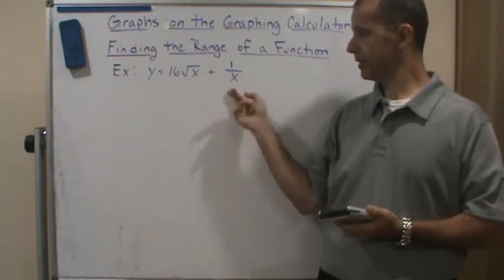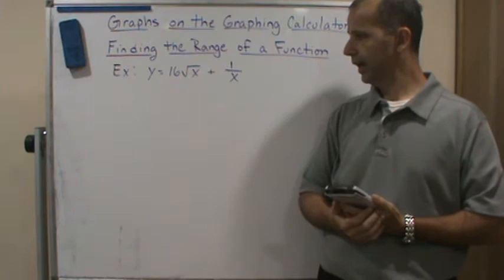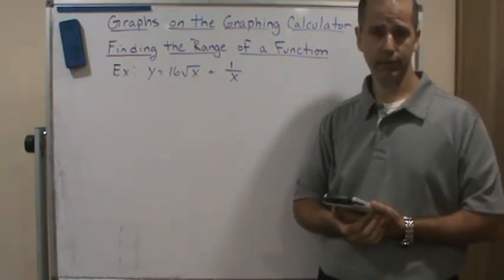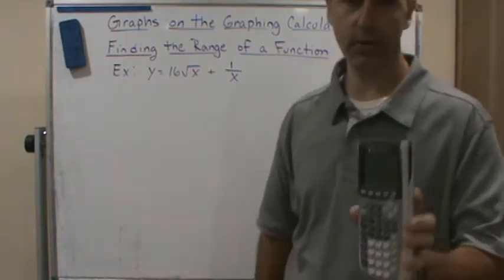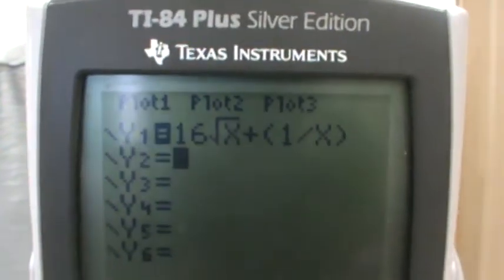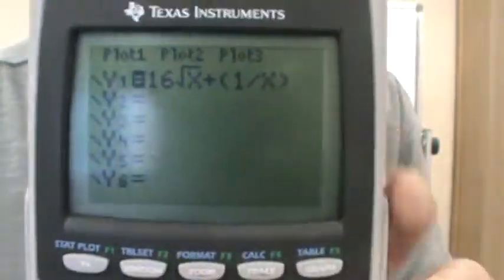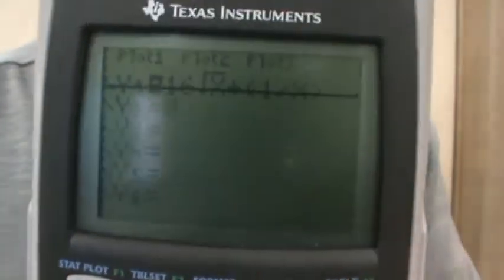So I'm going to use this function here. We've got y equals this, okay? I'm going to find the range of values using the calculator. What I did was I entered the function in the calculator. I'm assuming you guys know how to do that by now. And once I put it into the calculator, now I'm just going to graph the function.